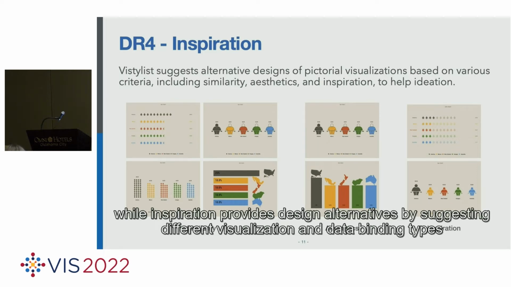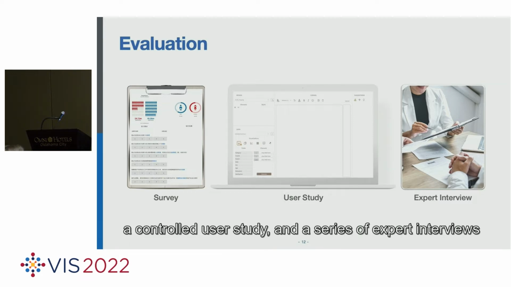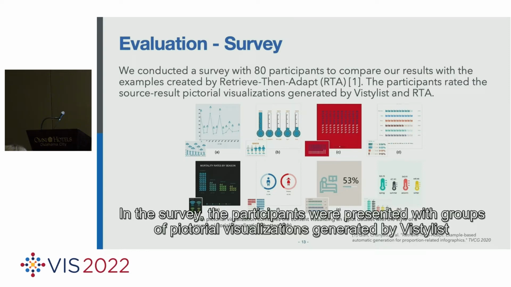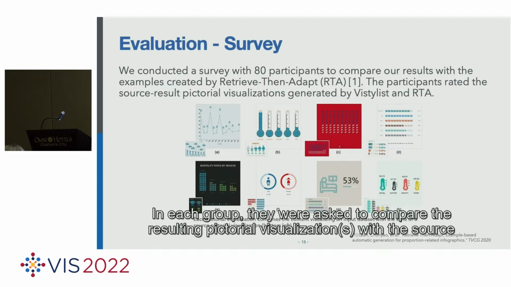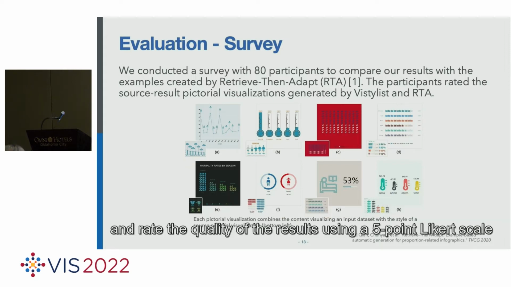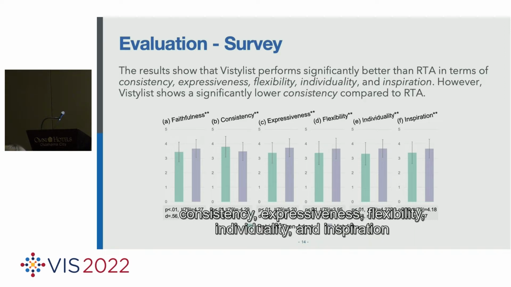In our evaluation, we estimated the usability and usefulness of vStylist through a survey of example pictorial visualizations, a controlled user study, and a series of expert interviews. In the survey, the participants were presented with groups of pictorial visualizations generated by vStylist and retrieved and adapted respectively. In each group, they were asked to compare the resulting pictorial visualizations with the source and rate the quality of the results using a 5-point Likert scale. The results showed that vStylist performs significantly better than RTA in terms of consistency, expressiveness, flexibility, individuality, and inspiration.